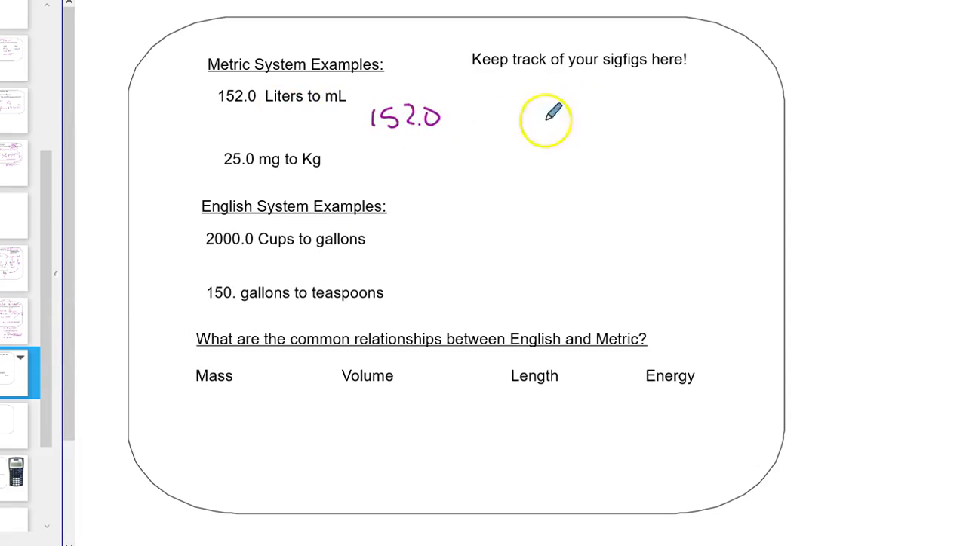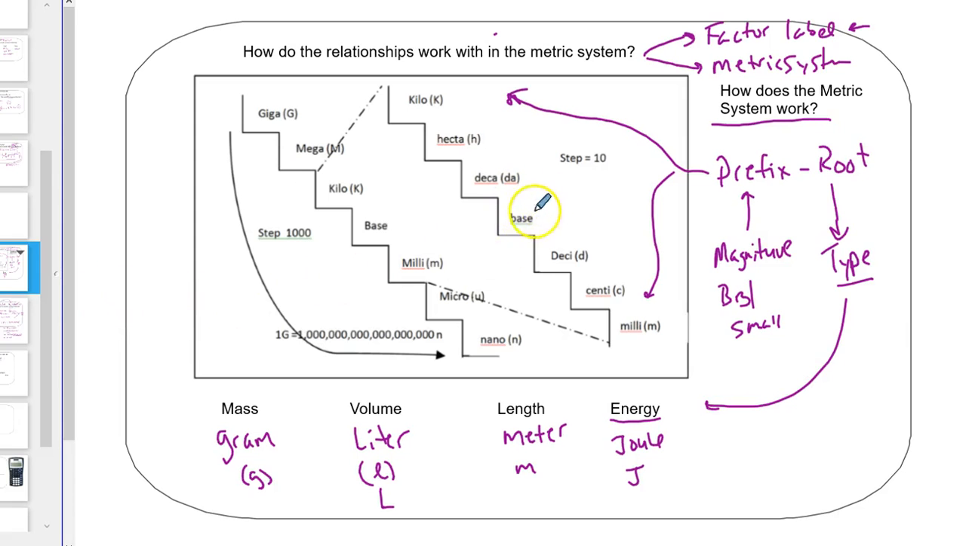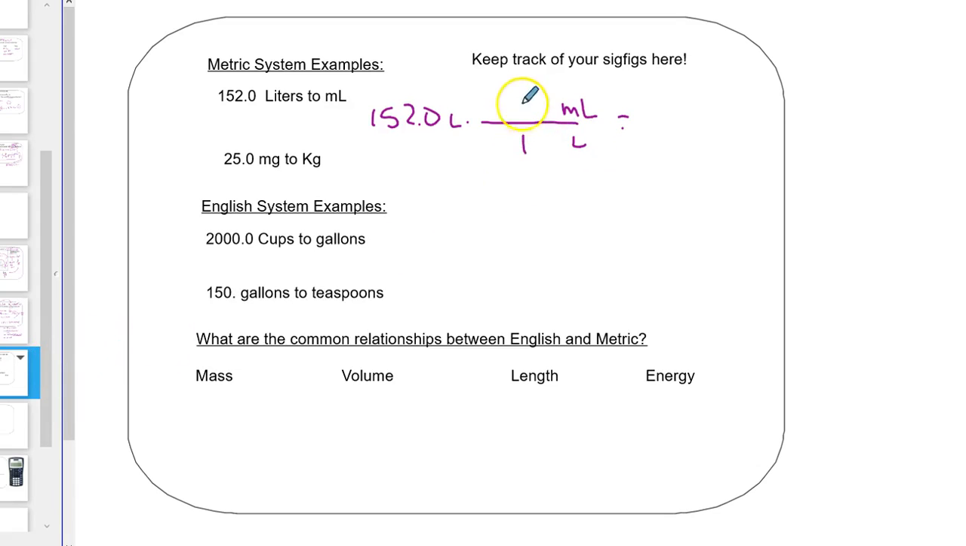152.0, that's 4 sig figs. Liters, get rid of liters and go to milliliters. Okay, what's my equivalency? Let's look at our stair step here. I'm going to go from my base unit of liter to milliliters. 1 large liter equals 1,000 small millis. Okay, so 1 large liter equals 1,000 smaller milliliters. And my answer is 152,000.